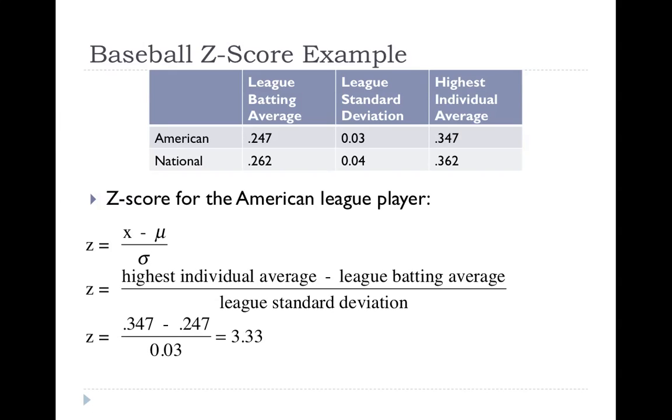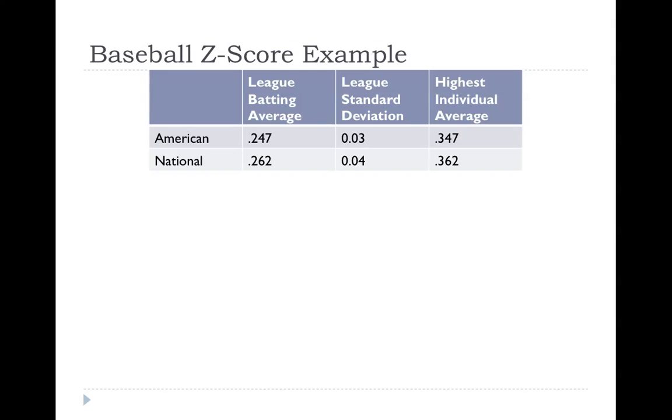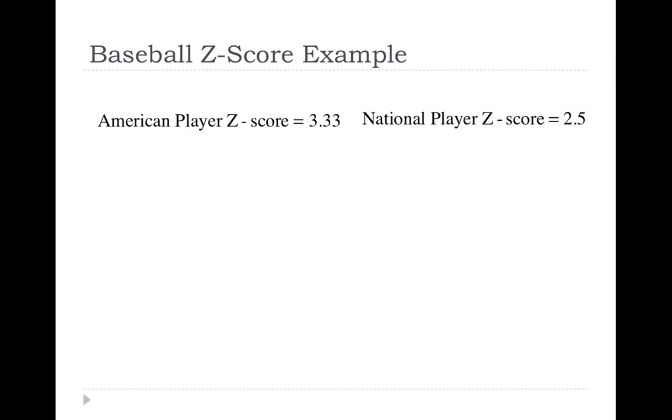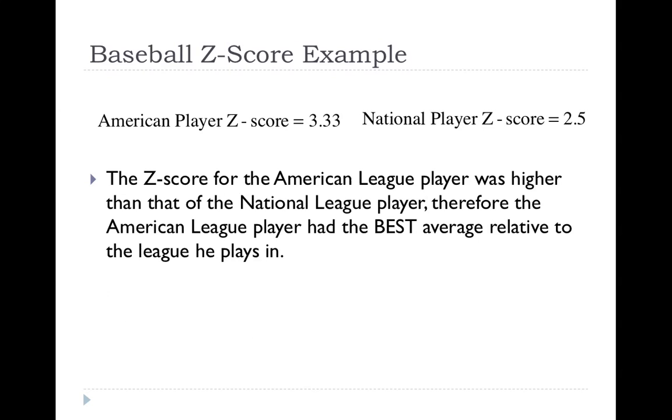We could do the same thing for the National League player. Another calculation, we're going to take 0.362, the highest individual average, minus 0.262 divided by 0.04. That gives us 2.5. A z-score of 2.5 is also greater than the mean, but not as great as 3.33. And therefore, the z-score for the American League player was higher than that of the National League player. Therefore, the American League player had the best average relative to the league he plays in.